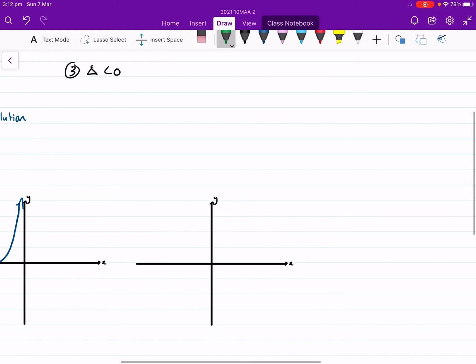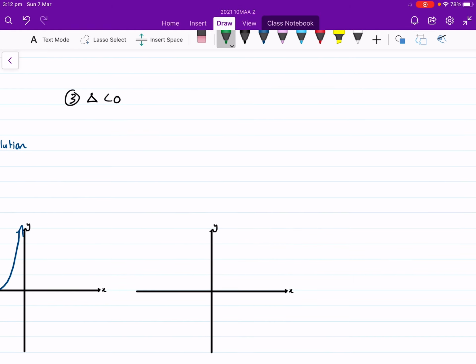All right, and the last example is when we have the discriminant, when we sub in those values, and we actually get a negative number. Now when it's negative, that actually means that it's going to be completely above or below the x-axis. There will be no x-intercepts.